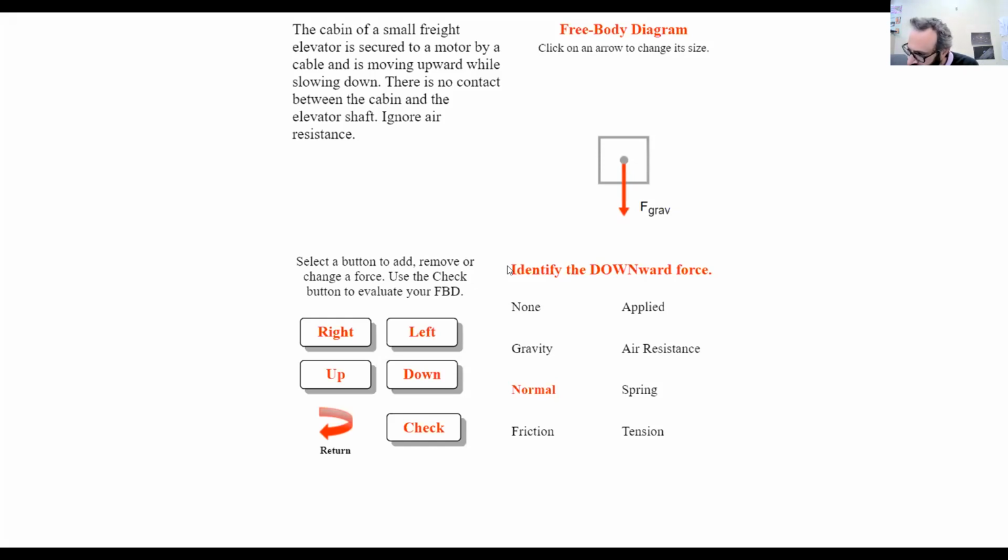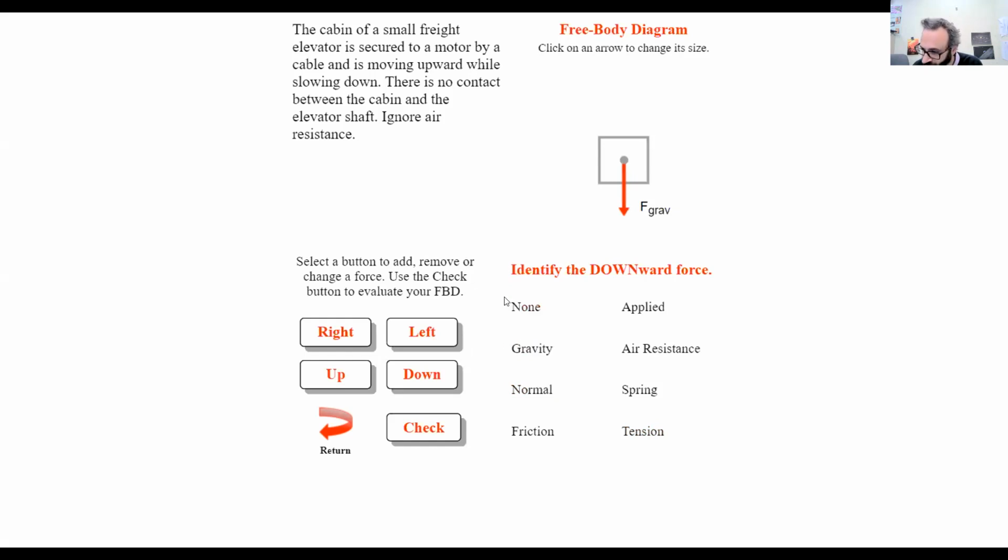What about applied force? Is there an applied force here? Is someone or something pulling on the elevator? Yes, there is. And what's doing that? The machines. I think so. You're right. There's machinery in the elevator, right? That pulls upwards on the cable that's attached to the elevator, right? That's how it works. So there is an applied force.